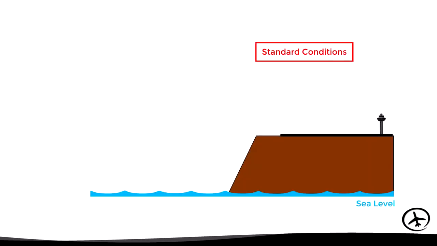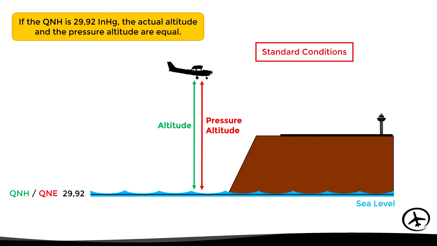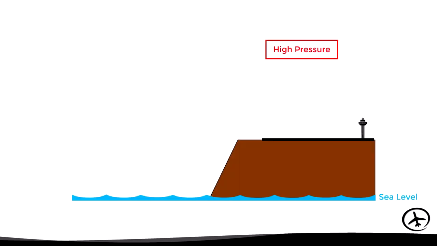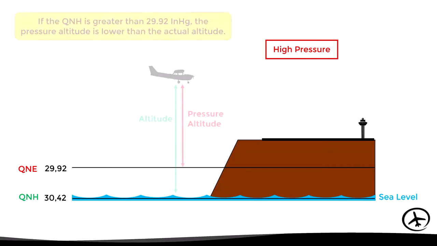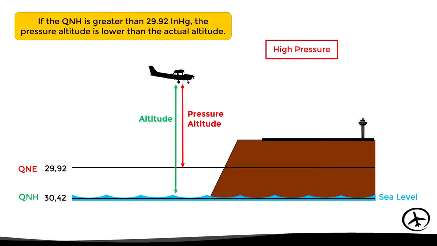In this case, the sea level pressure is 2992 inches of mercury. Therefore, as the QNH and QNE are equal, we can say that the pressure altitude is equal to the actual altitude. Now, this only happens if the conditions are standard. Since if we have, for example, a higher than standard pressure conditions, the QNH will be higher than the QNE, which means that the 2992 isobar would be above the sea level. Therefore, in this case, the pressure altitude will be lower than the actual altitude.